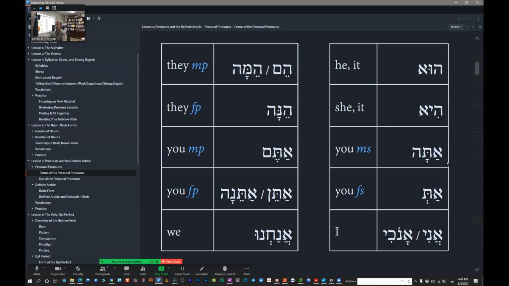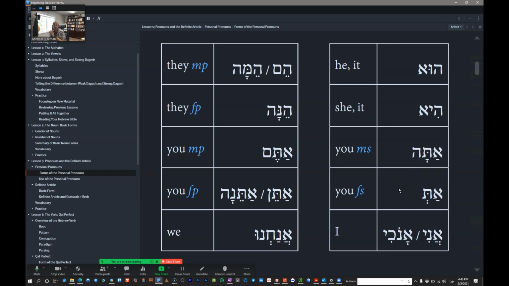Achal means he ate. If I wanted to say you ate, and you are a masculine singular person, I would say achal, but then I would add a suffix to achal to indicate it's second person. And the suffix I would add comes from this pronoun. I would take this tav, kametz, and I would stick it on the end of achal. So instead of achal, he ate, it would be achalta. Achalta means you, masculine singular, ate.